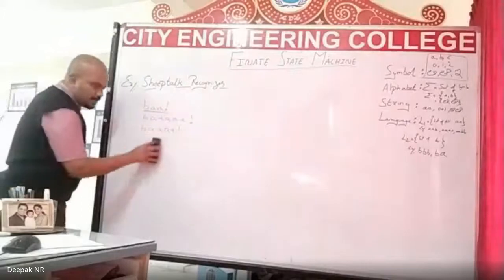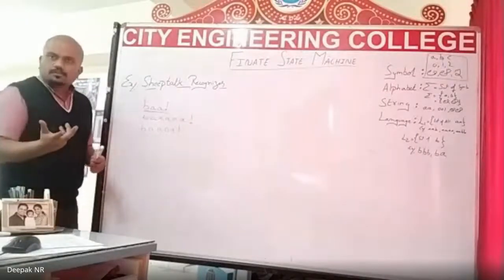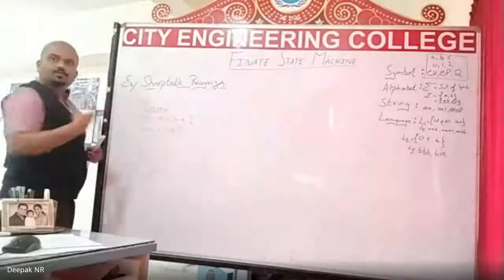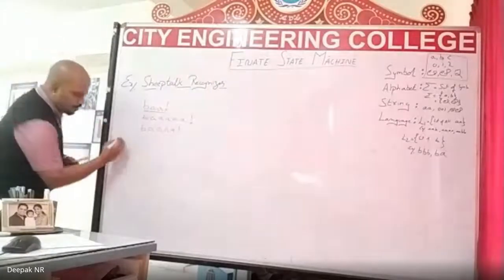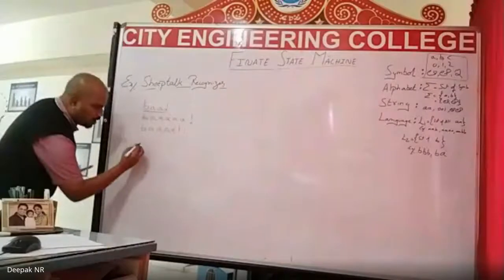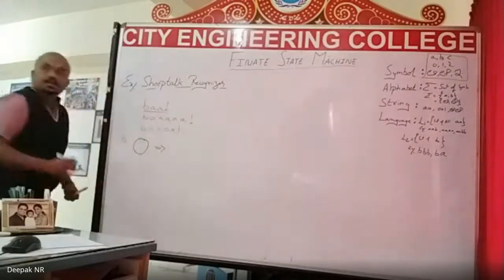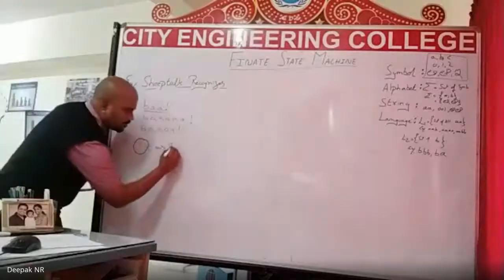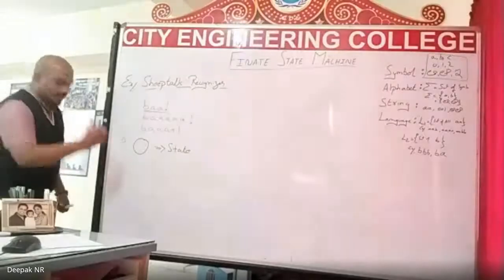Before designing a machine, I want you all to remember a few symbols. Not that symbol, a few diagrammatic symbols we use to design the thing. For example, the first one is a circle. A circle represents a state, S-T-A-T-E.